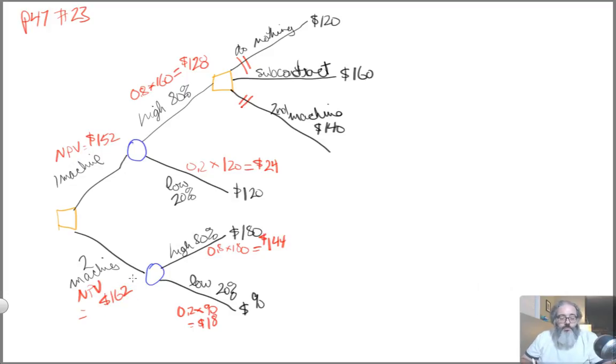So as I mentioned, when we finished drawing up the diagram before calculating the values, that was the decision tree part A. Now that we've calculated this out, we're making some statement about what we should do. And what we should do is actually purchase 2 machines because it gives us the best net present value. And that's how you do a decision tree.